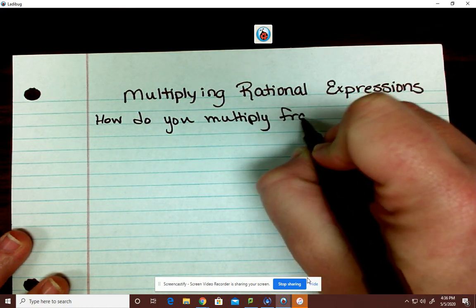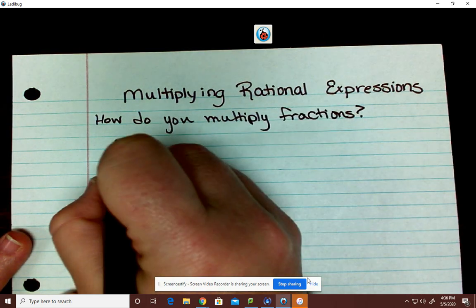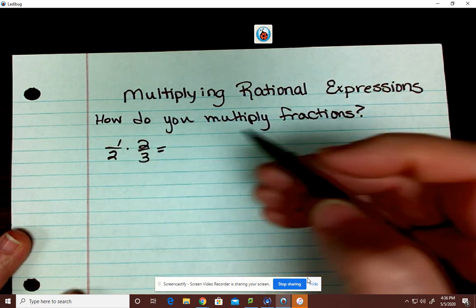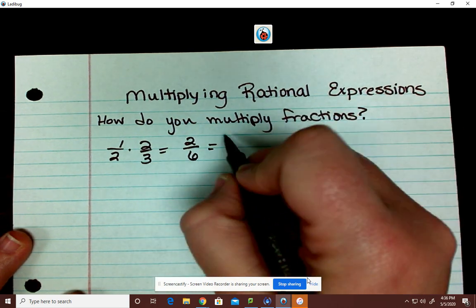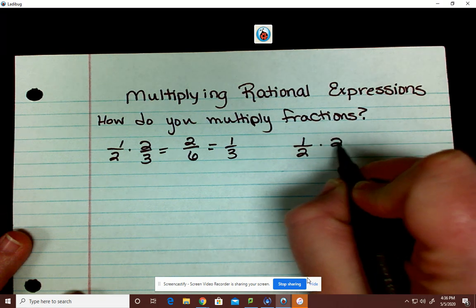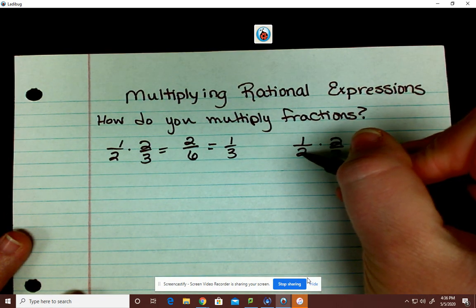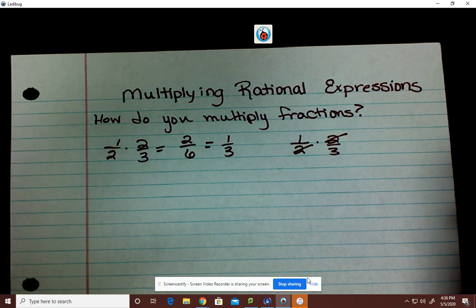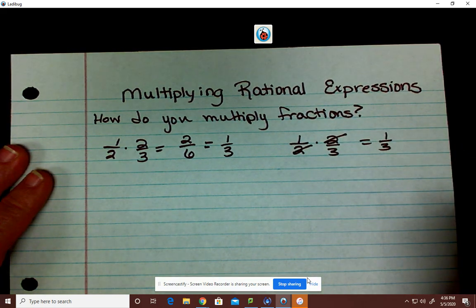Let's think back to 7th grade, we really hit that hard. If I have 1/2 times 2/3, we learned that you can multiply fractions straight across, so that would give us 2/6, and then we could simplify, and that would give us 1/3. But another way that we learned to do this was to simplify first. If we have this 2 in the numerator and a 2 in the denominator, we could do what you all love to do, cancel them out or simplify them, and then all that's left is 1/3.